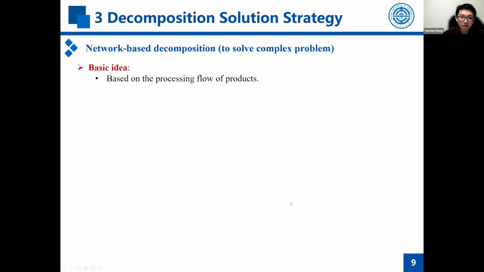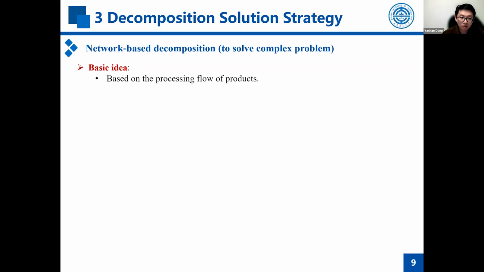The previous slide shows that the model works for simple networks. But in practice, the production network can be very complicated with more tasks and more units, and even recycling streams very often. So to solve the complex network, we propose the network-based decomposition approach. The basic idea is to decompose the entire flow sheet based on the processing flow of the products. In other words, we want to have different sub-processes to handle different products with the minimum cross-flow streams.